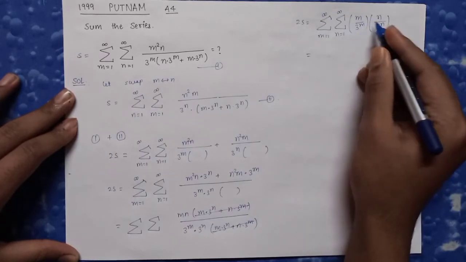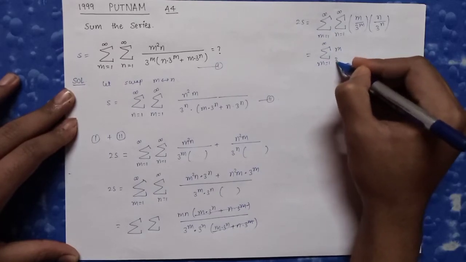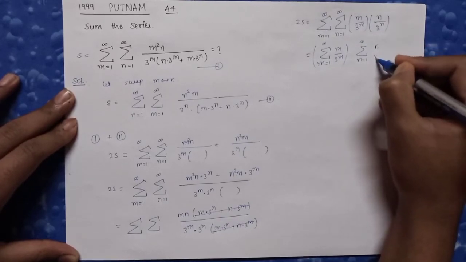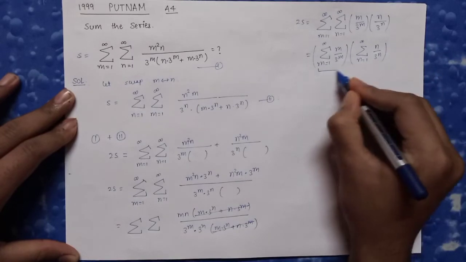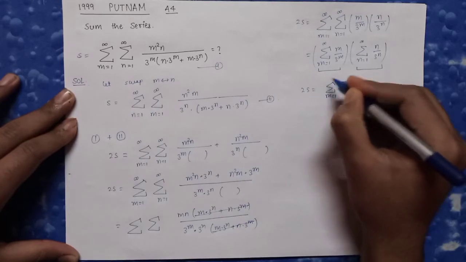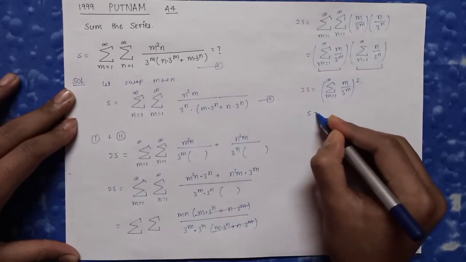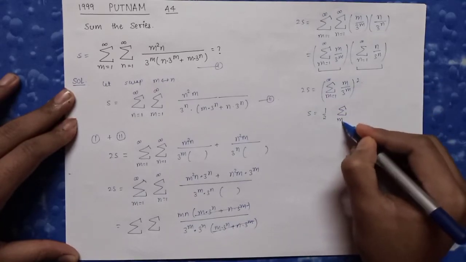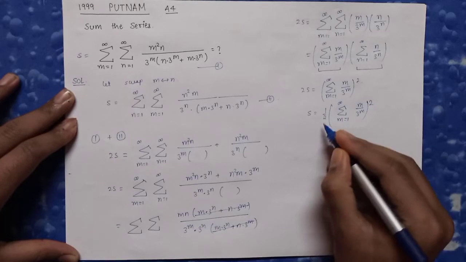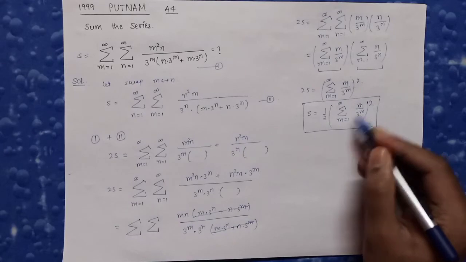Now I can distribute it because the variables have been separated. So let's rewrite: the sum over m from 1 to infinity of m by 3 raised to power m, times the sum over n from 1 to infinity of n by 3 raised to the power n. Clearly these two sums are the same, so I can write it as the sum over m from 1 to infinity of m by 3 raised to power m, the whole squared. That means S is half of the sum of m by 3 raised to power m, squared. So our task is reduced to evaluating this summation.